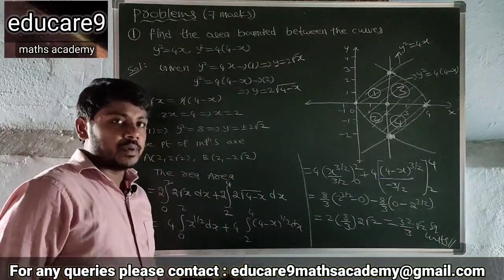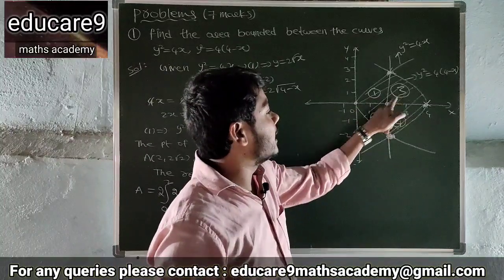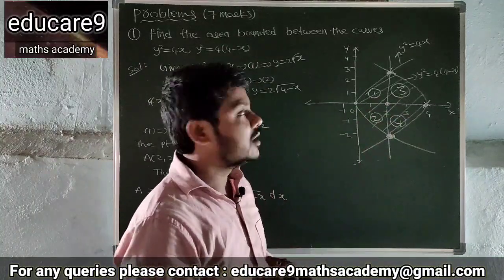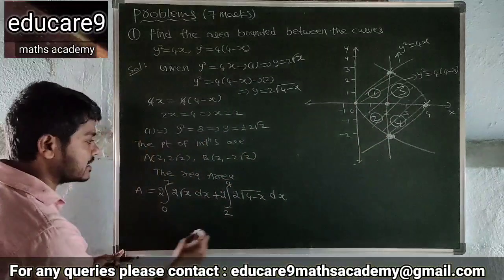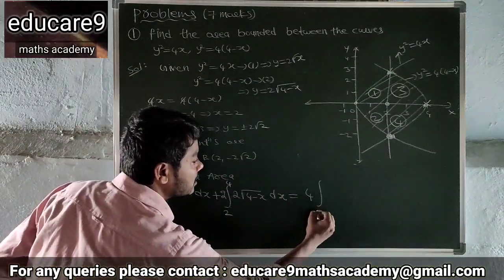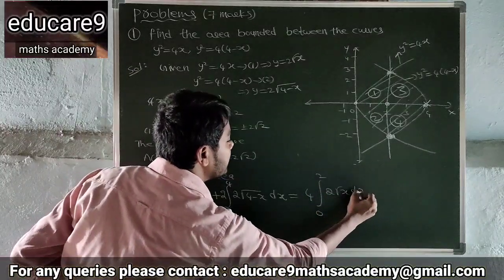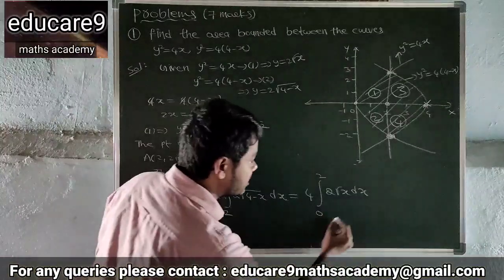So this is the first method. Once you observe the figure, all 4 areas are equal. Therefore this can also be written as 4 times the integral from 0 to 2 of 2 root x dx. So clearly this is what?